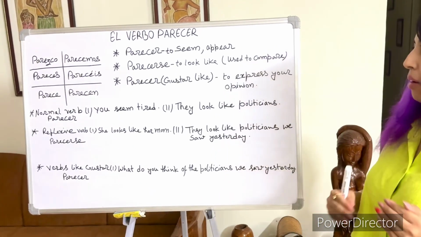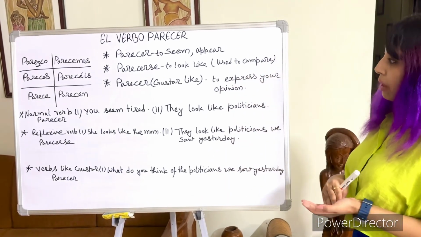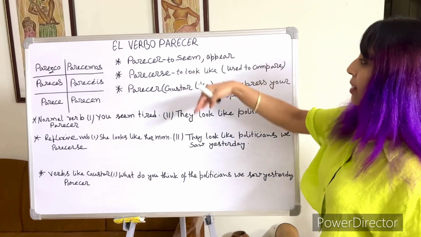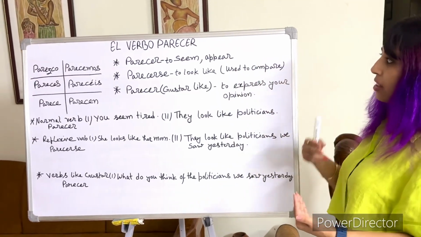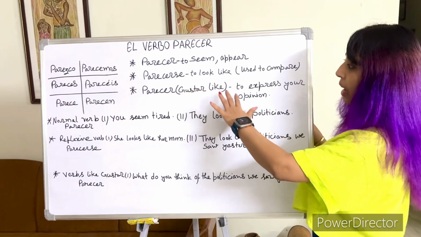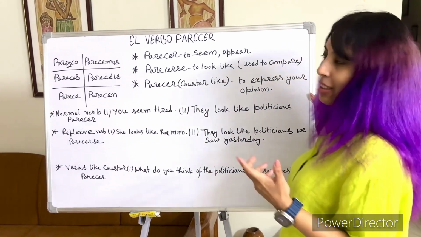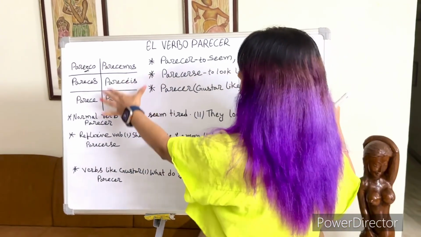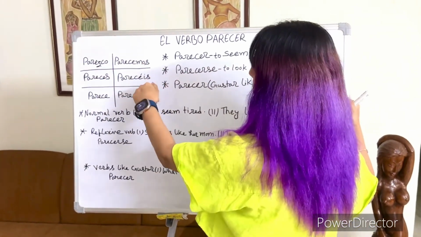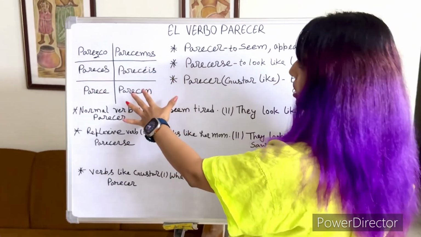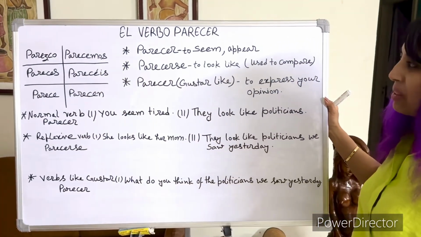So today I will tell you when to use parecer, in which context you can use parecer normally, or as a reflexive verb, or as a gustar-like verb. In the case of the normal verb, you need to memorize this conjugation in simple present tense.